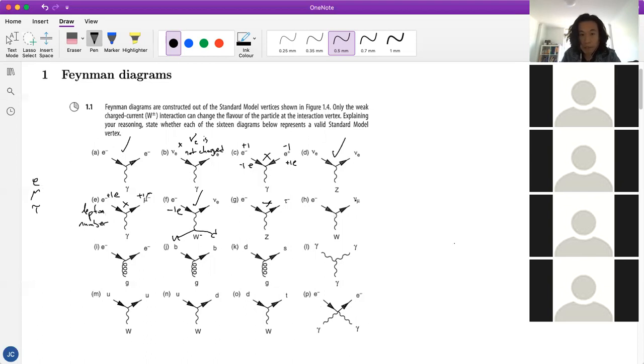Electron coming in, a muon neutrino coming out. That's not allowed. So that looks like this weak decay, but same generation only. You can't go from an electron to a muon neutrino. Has to be electron neutrino to conserve the lepton number.